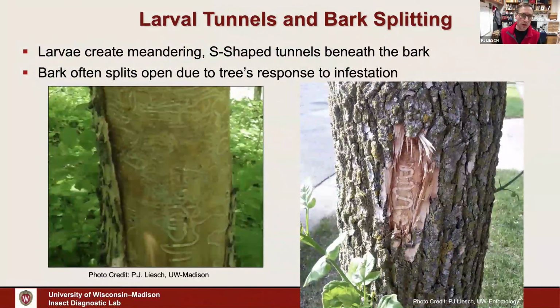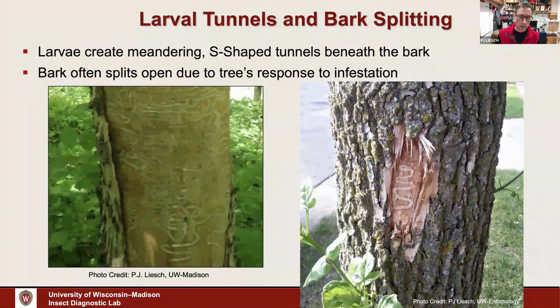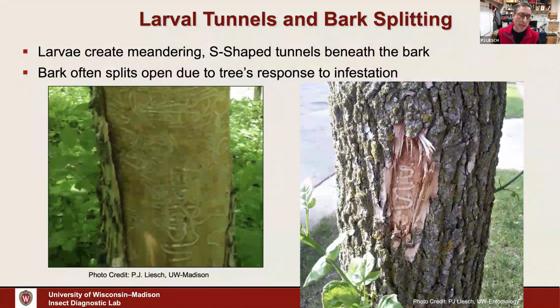Then on to these more definitive signs. So these would really point to emerald ash borer being the cause. Larval tunnels, which we call galleries technically, and bark splitting. As those larvae are feeding beneath the bark, they meander back and forth in kind of an S shape or serpentine pattern. So you get these S-shaped meandering tunnels.